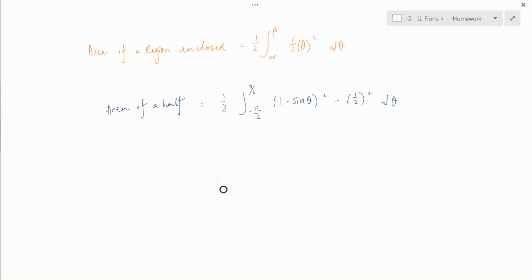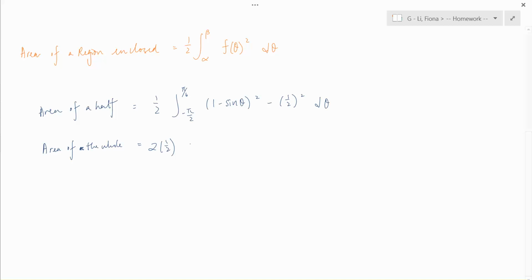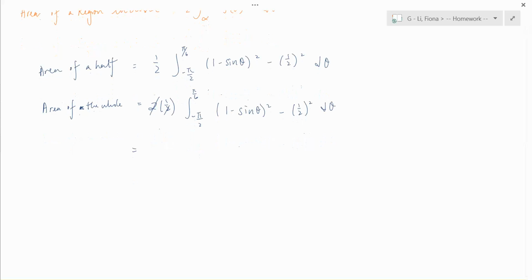And so since this is the area of a half, the area of the whole is simply 2 times the area of a half. So it's the integral from negative pi halves to pi over 6 of 1 minus sine theta all squared minus 1/2 all squared d theta. And so these two obviously cancel out, and we're left with this integral.